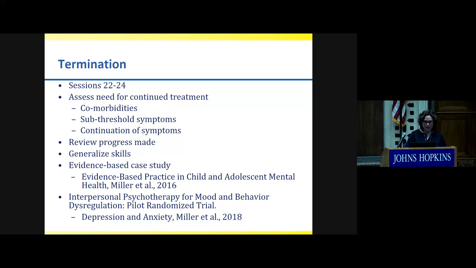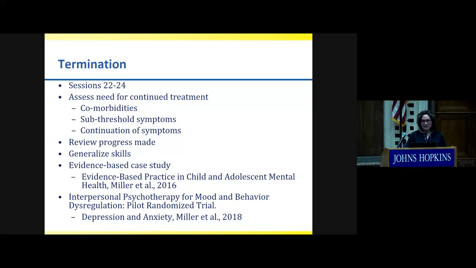We review the progress made. We generalize skills. Anyone who would like to read more about it, there's an evidence-based case study I wrote about the adaptation, and I also completed a pilot study of IPT-MBD versus treatment as usual. We found that IPT was both feasible and acceptable based on satisfaction scores and attendance at sessions, and the Clinical Global Impression scales for severity and improvement showed statistically greater improvement in the IPT group compared to treatment as usual.